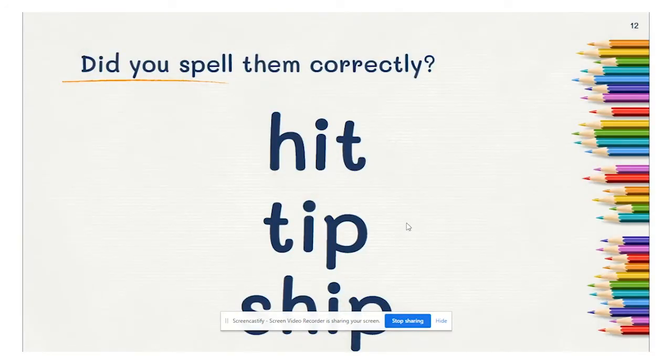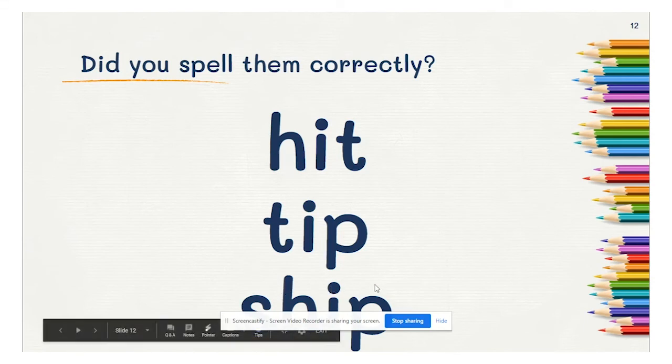Did you spell them correctly? The first word was hit. H-I-T. Hit. The second word was tip. T-I-P. Tip. And the third word was ship. Sh-I-P. Ship.